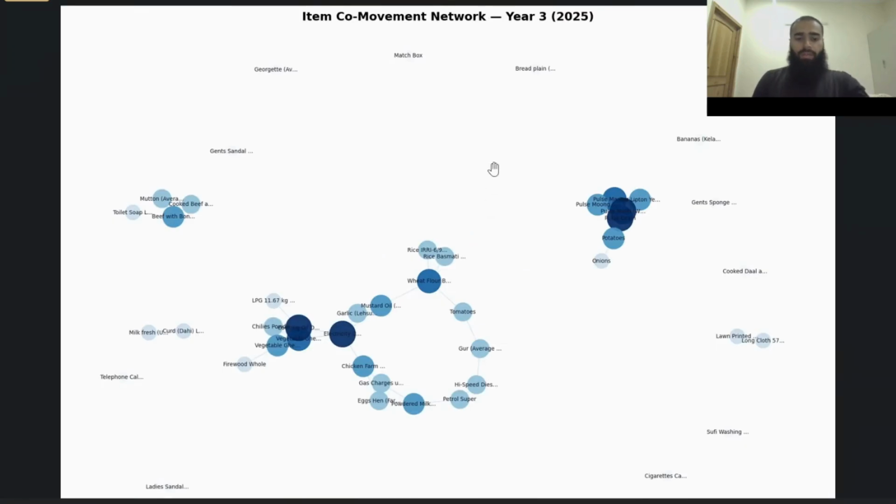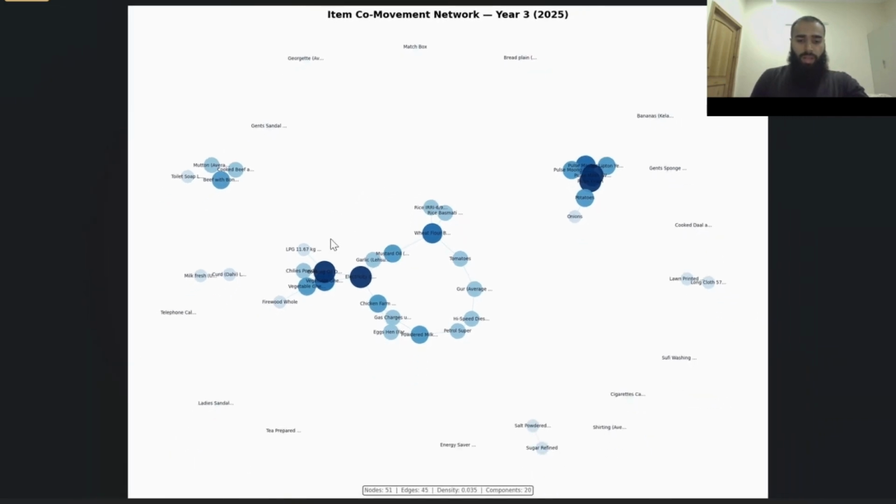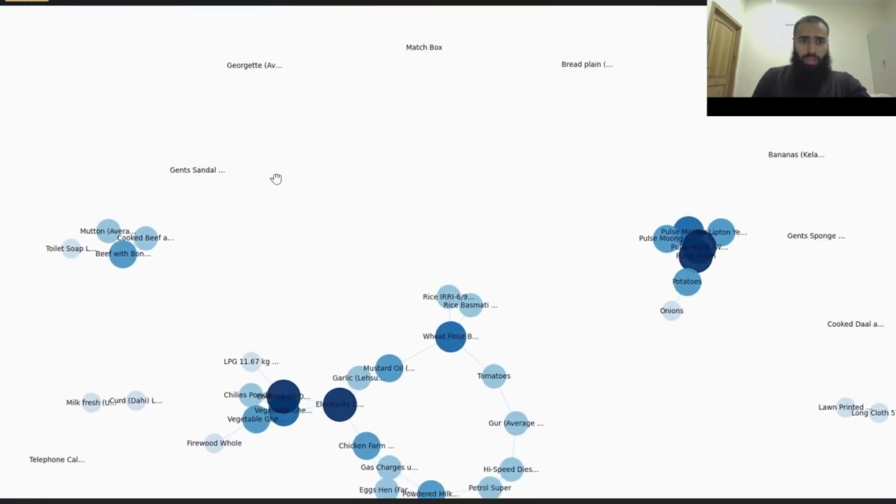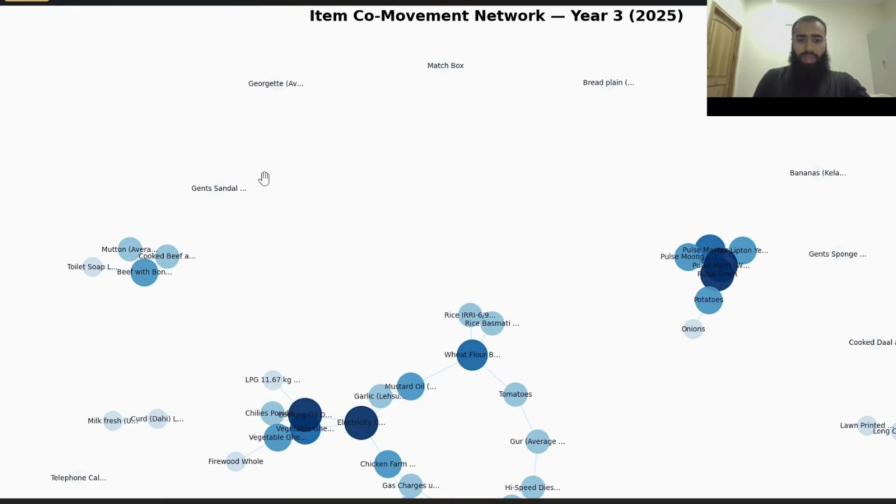Year 3, 2025. This is the sparsest as it has only 45 edges, and clusters are small and isolated. This reflects the phase where individual commodity prices are driven more by their own supply and demand dynamics rather than a single shared shock like a devaluation. For example, these isolated nodes specifically show gents sandal, bread, and cigarettes, and their prices moved on their own schedule, disconnected from the broader basket.